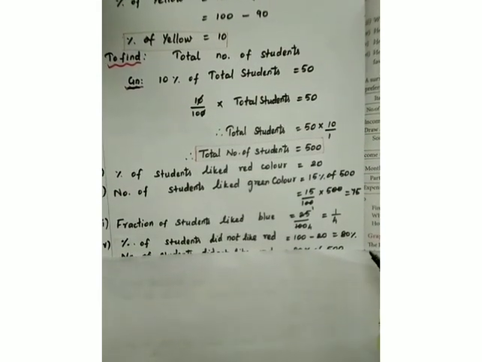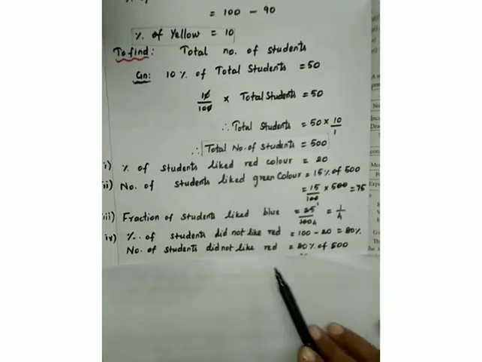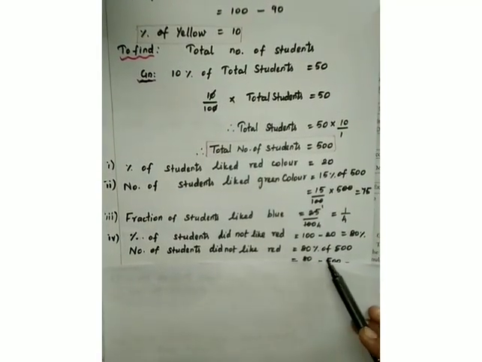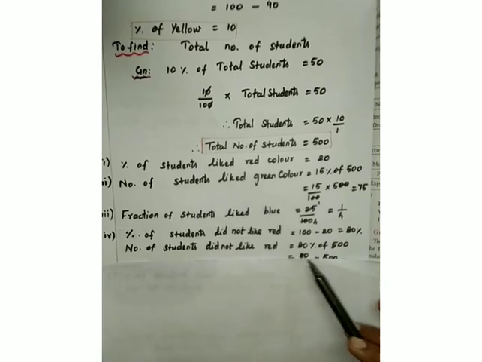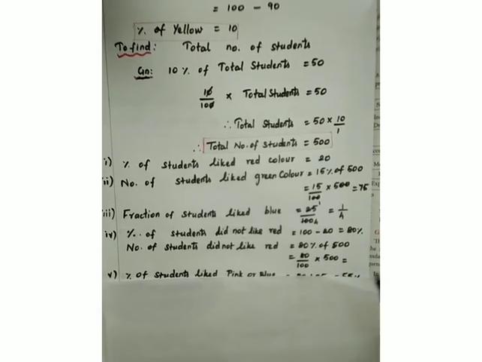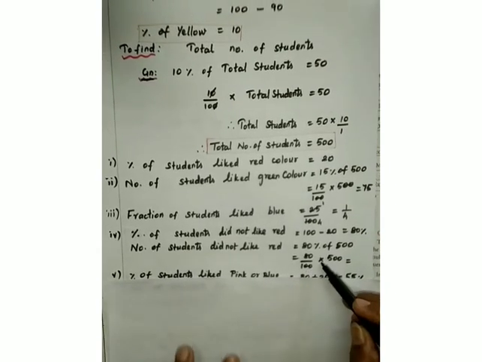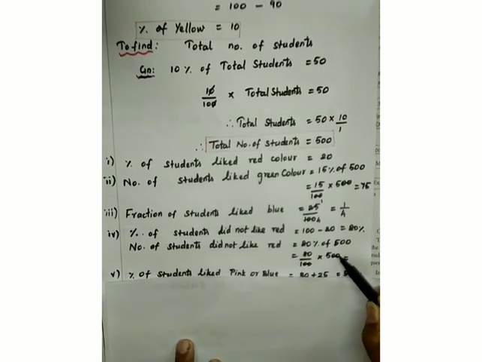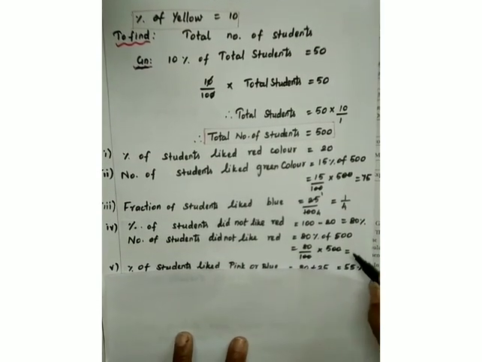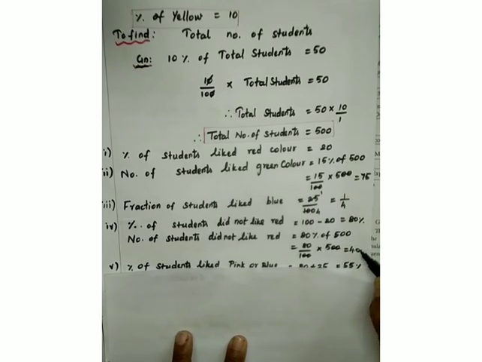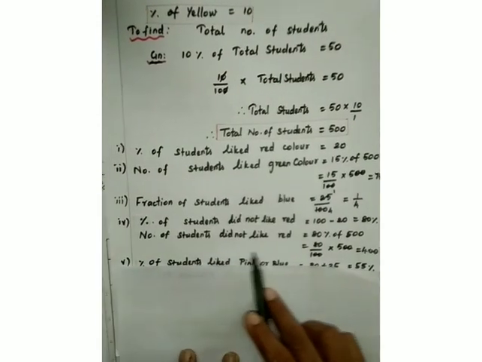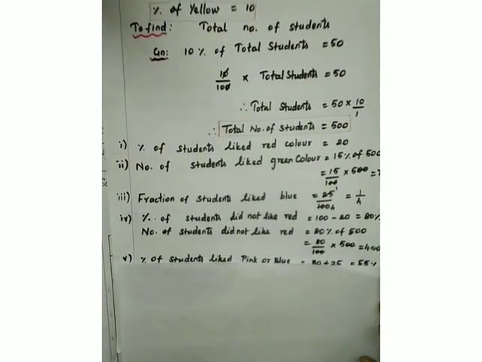Now we are going to find out the number of students who did not like red color. That is 80% of the total number of students. 80 by 100 into 500. So zeros we can cancel. 8 5s are 40, so 400. The answer: the number of students who did not like red color is 400.